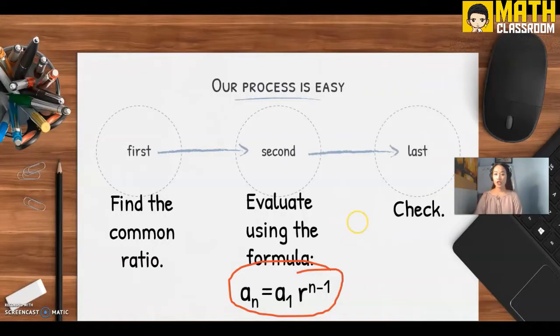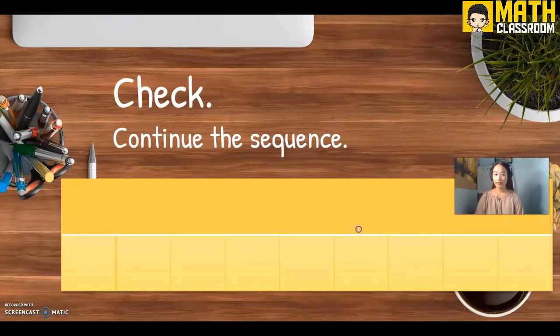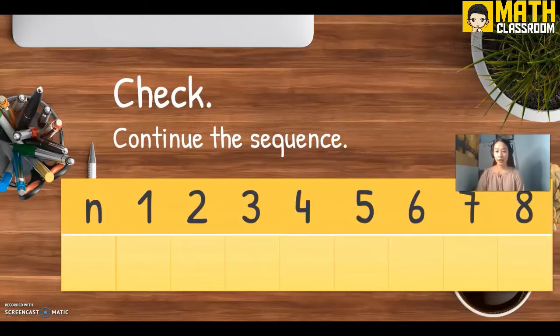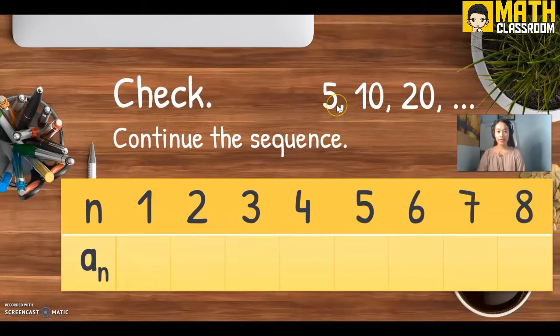And lastly, check. We will check our answer by continuing the sequence. For us to check this, we can use a table like this. Since we are looking for the 8th term, we have n with the first, second, third, fourth, until the 8th term. And our a sub n, from the given, 5 is our a sub 1, 10 is the second term, 20 is the third term, so we have 5, 10, 20 from the given.